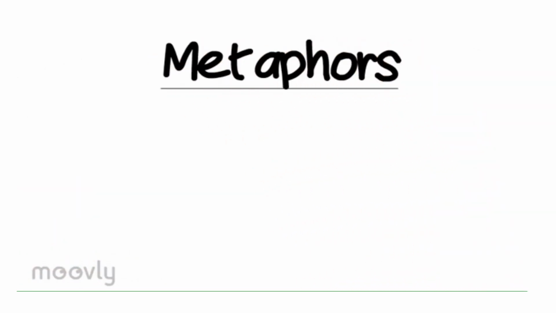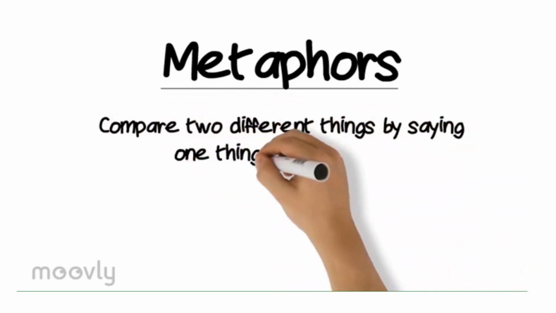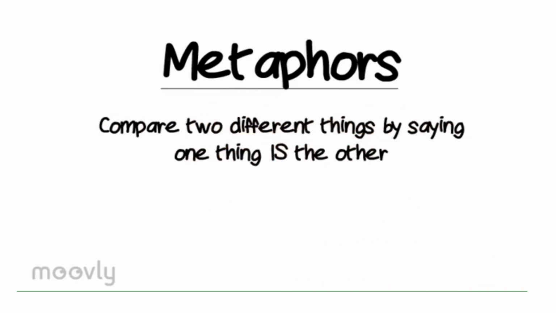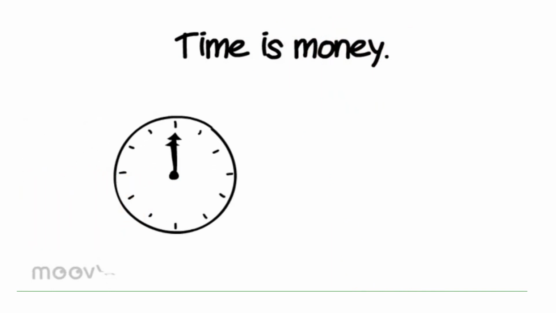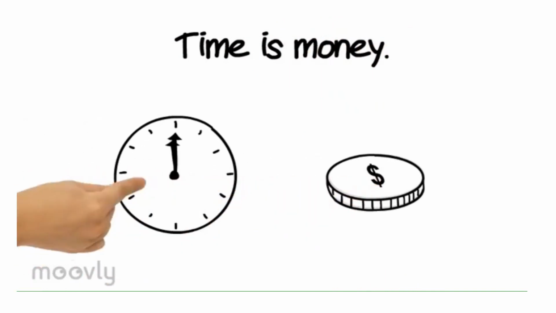Metaphors are similar to similes in that they compare two different things, but rather than use the words like or as, metaphors simply say one thing is the other. One common metaphor is time is money. The point here is that time is extremely valuable. We know that money is valuable, so by saying that time is money, it takes on the characteristics of money, which we know is valuable.